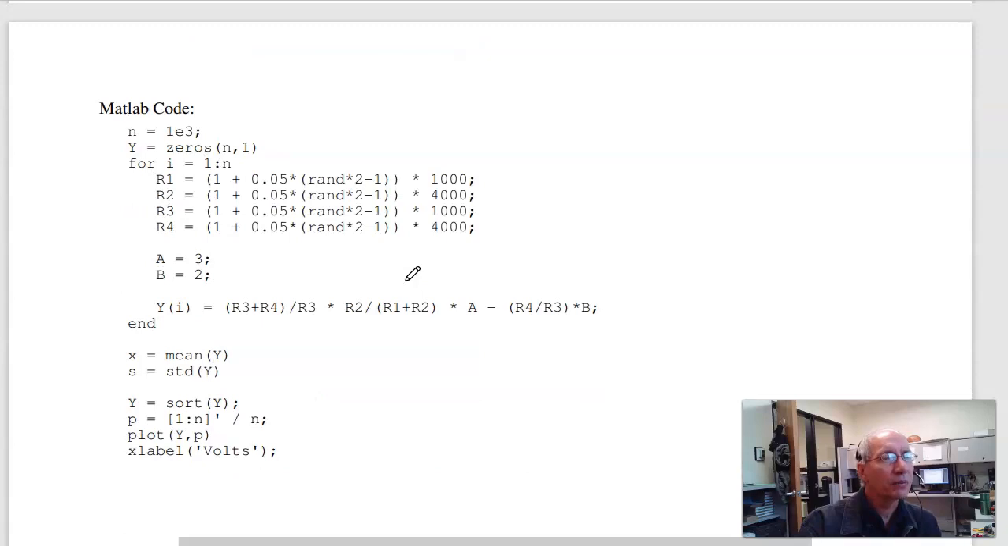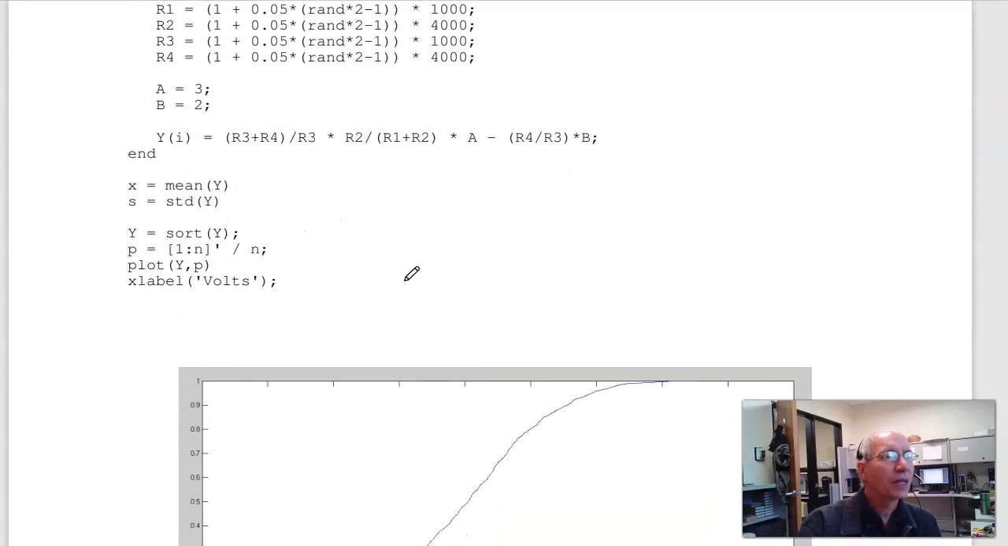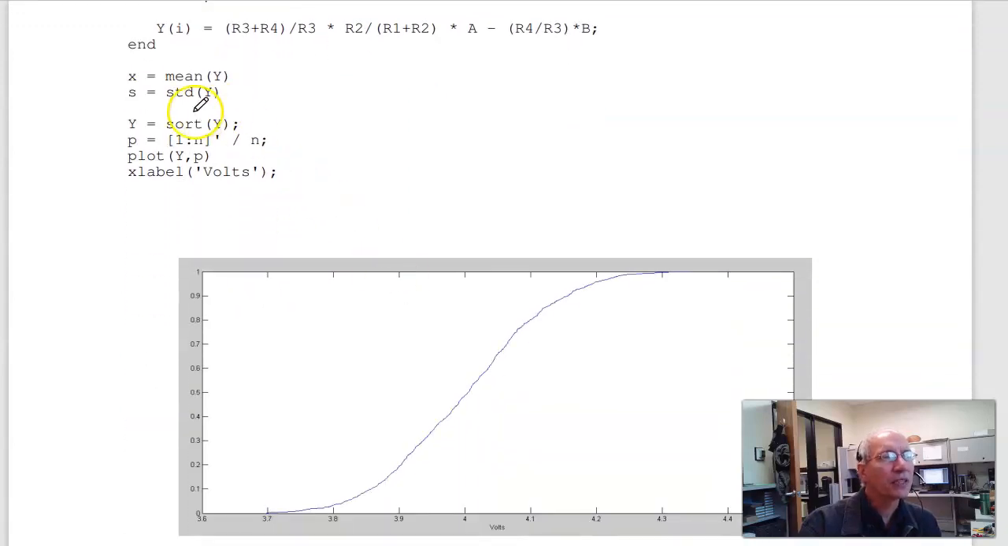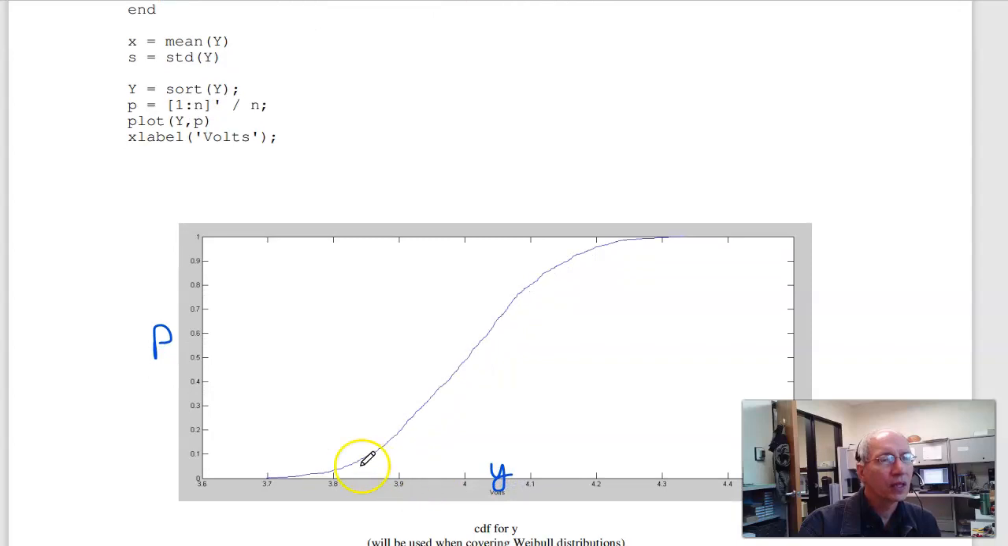Another way to describe it is to plot the CDF. If I take Y and sort it, and then take the order going from 0 to 1, this is the probability, this is Y, the voltage. The voltage goes between 3.7 volts and 4.3 volts with this PDF. So if I guess a probability like 0.7, that'll tell me what the voltage is.